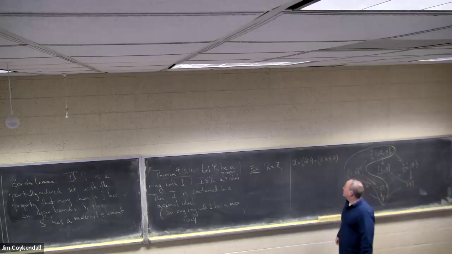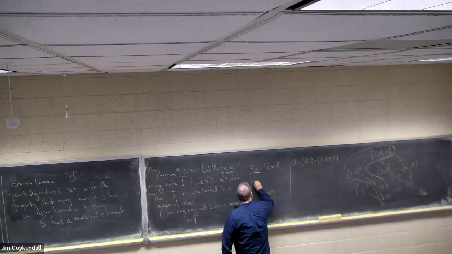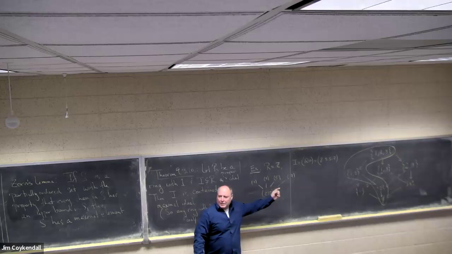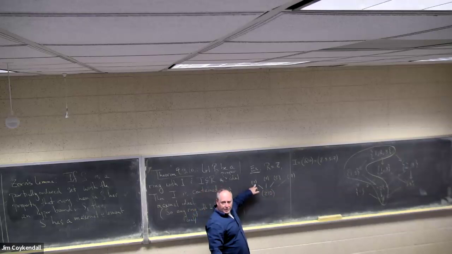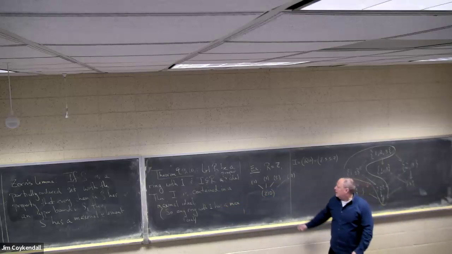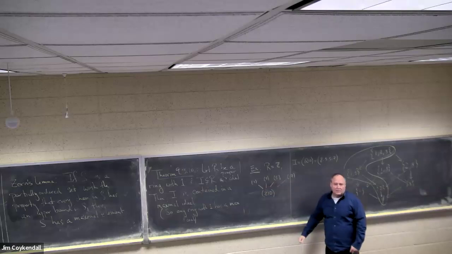The ideal generated by 210 is contained in, in fact, 4 different maximal ideals: the ideal generated by 2, the ideal generated by 3, the ideal generated by 5, and the ideal generated by 7. Let me also point out that for any of these containments, there are other ideals in between. For example, the ideal generated by 14 is in between here and here. But these are contained in these 4 maximal ideals.